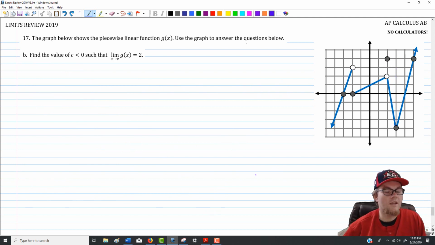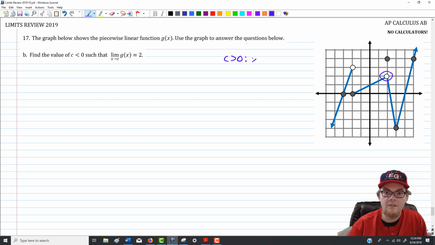Okay, moving forward, the next question we're supposed to ask is to find the value of c less than 0 such that the limit as x approaches c of g of x is equal to 2. Now, I think when I did the solutions, I did all values where g of x is equal to 2. But for this problem, I'm going to just focus on the value of c less than 0. Let me point out, though, that if we were talking about c values greater than 0, there would be 2 such points.